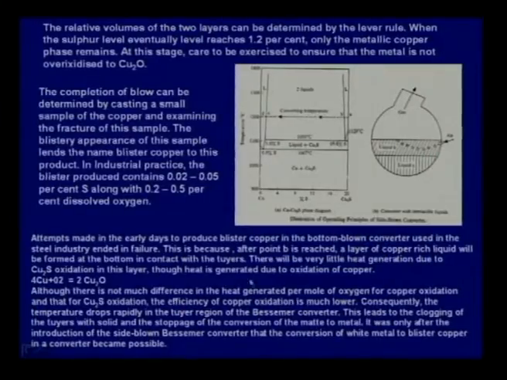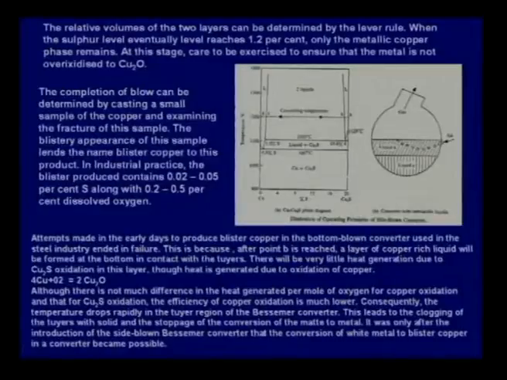There will be very little heat generation due to Cu2S oxidation. Though heat is generated due to oxidation of copper, there is not much difference in the heat generated per mole of oxygen for copper oxidation and that for Cu2S oxidation. The efficiency of copper oxidation is much lower. Consequently, the temperature drops rapidly in the tuyere zone of the Bessemer converter. This leads to the clogging of the tuyeres with solid and stoppage of the conversion of the matte to the metal.